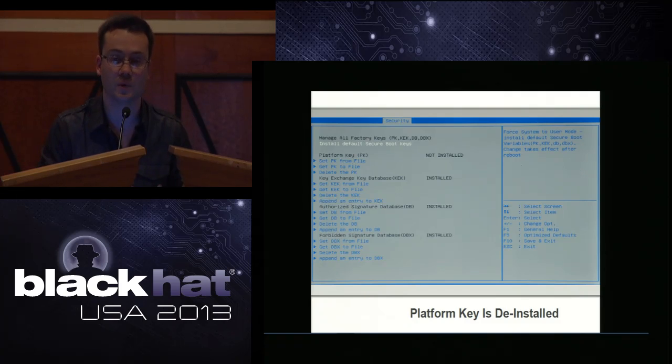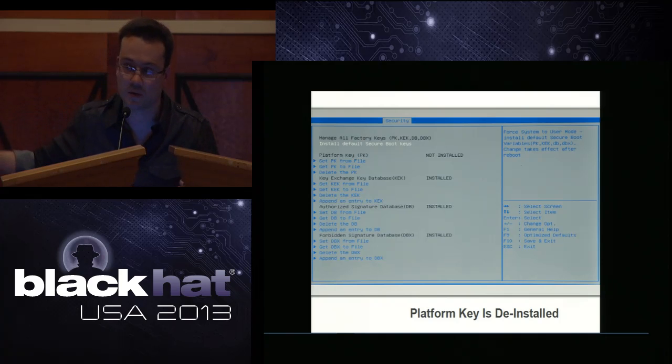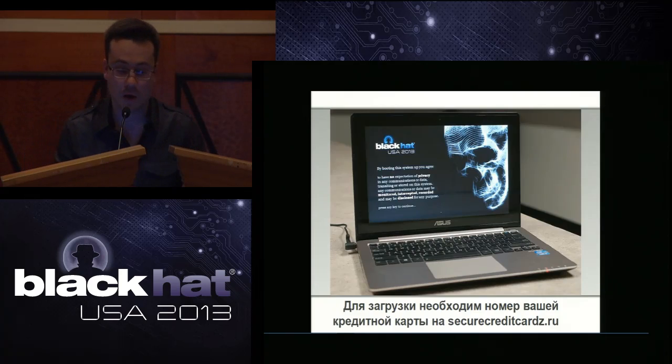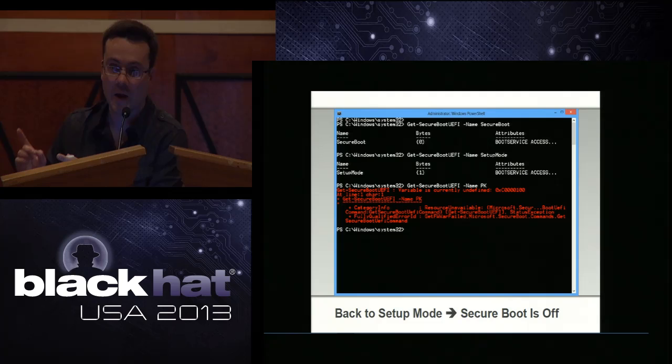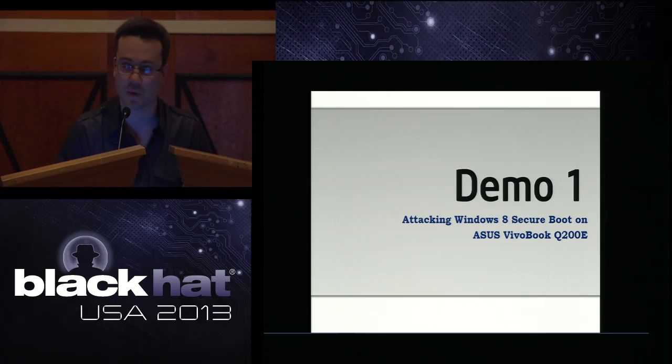Upon reboot, if you enter the setup screen, you can see that the BIOS couldn't find the platform key. It says it's not installed, although it's there, but it couldn't find it. And of course, since it couldn't find it, it doesn't enforce secure boot checks on our bootkit. So the bootkit is executing. And when you boot into the OS and dump the state of secure boot, you can see that secure boot is off because setup mode is on, because the platform key wasn't found. So that's simple. We'll go to the demo.